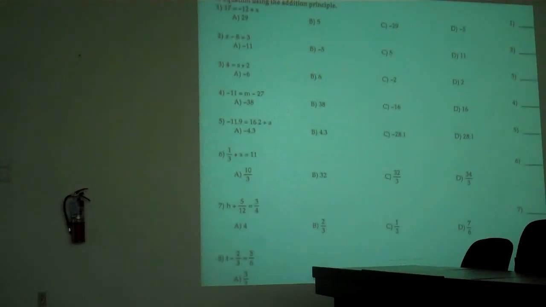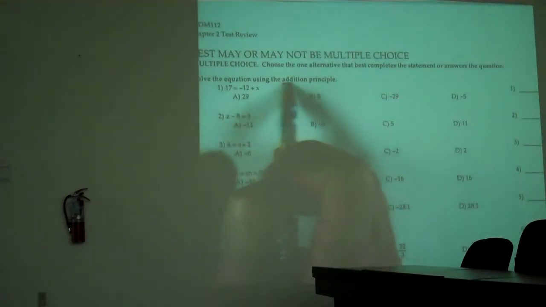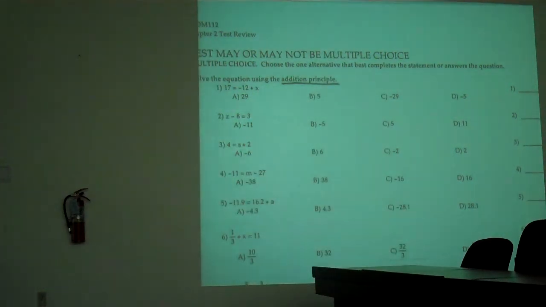What we'll do is see 1 through 8. All of that is using the addition principle. That means you're going to either add or subtract for both sides. The addition principle. Don't think that you're always adding when it says addition principle, okay? Don't let that confuse you. That means you're adding or subtracting. So look on the side where the variable is and see what you need to add or subtract.